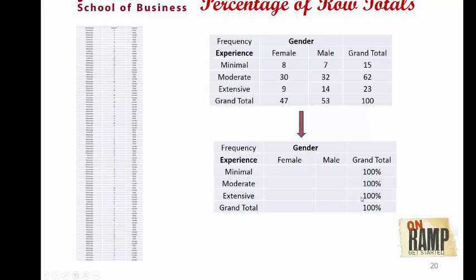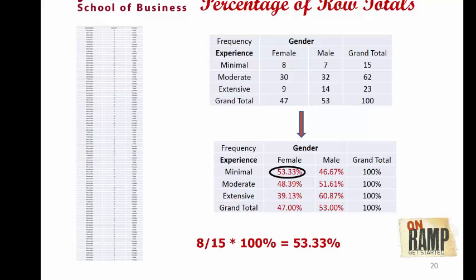Maybe I'd like to have a row total. I'd like to have the distribution of people with the minimum computer experience. The same thing. To obtain that, I will take my 8 divided by 15, and that gives me 53.33%, and that is how it is obtained.